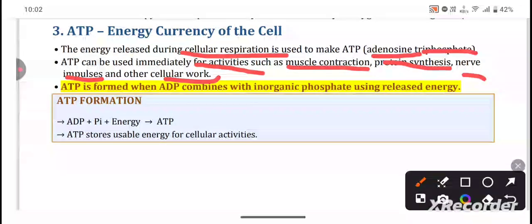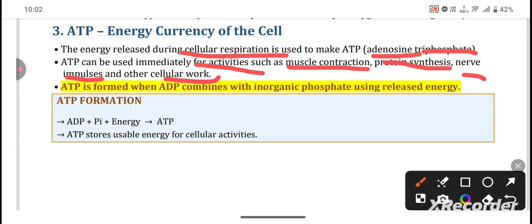So imagine a battery. A battery is of utmost importance for the activity of electrical objects, right? Similarly, ATP is such a thing which provides energy for activities such as muscle contraction, protein synthesis, nerve impulses, and some other cellular work.